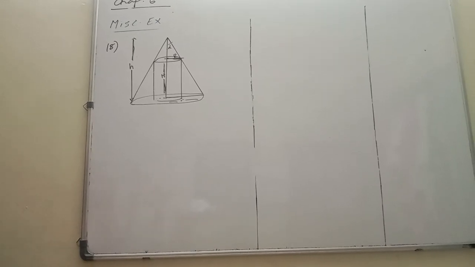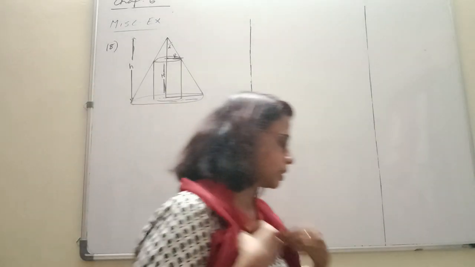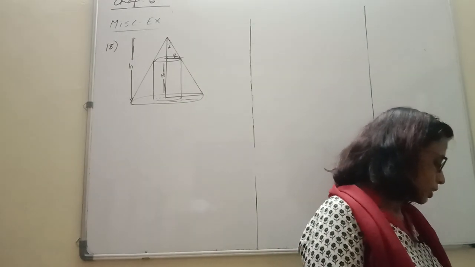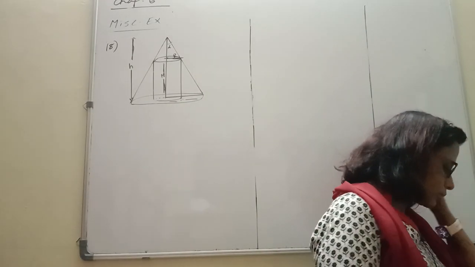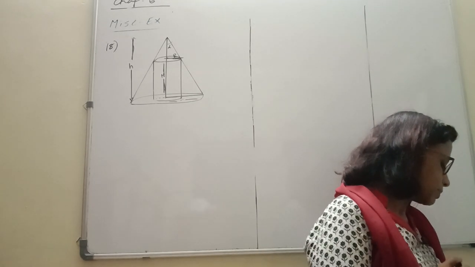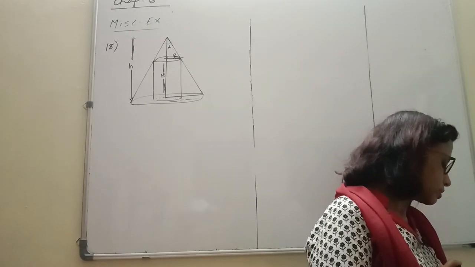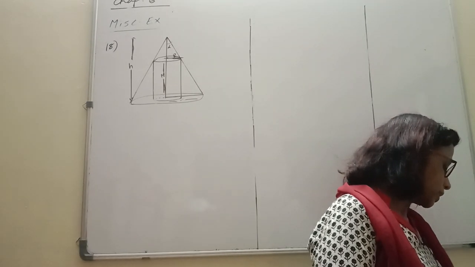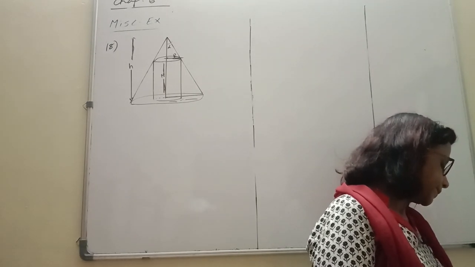Hello folks, we come back with the next video, that is the problem number 18 that we are going to take up from the miscellaneous. It says that show that the height of the cylinder of the greatest volume which can be inscribed in a right circular cone of height h and semi-vertical angle alpha is 1/3.